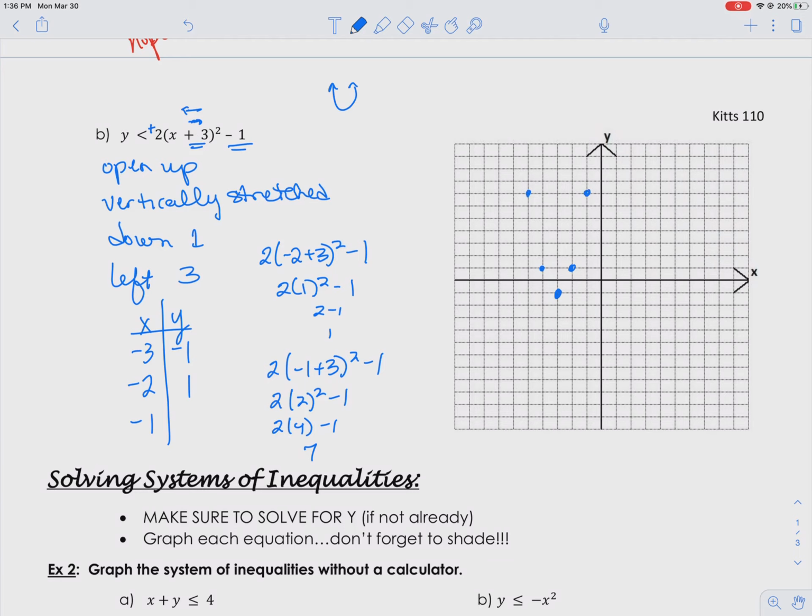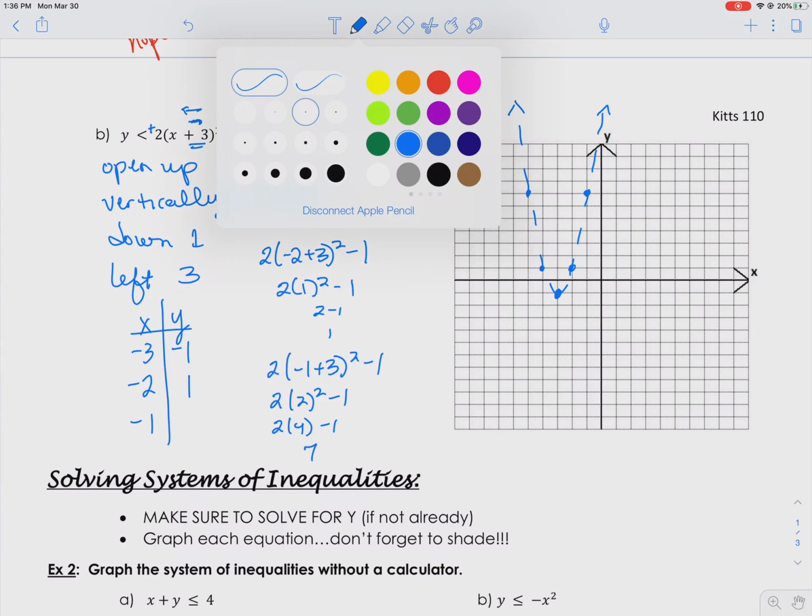Okay, so I need to graph it. I need to look at the inequality. Notice it does not have an equal mark. So since it doesn't have an equal mark, it's going to be dashed, right? It's not going to be solid. It's going to be dashed, okay?